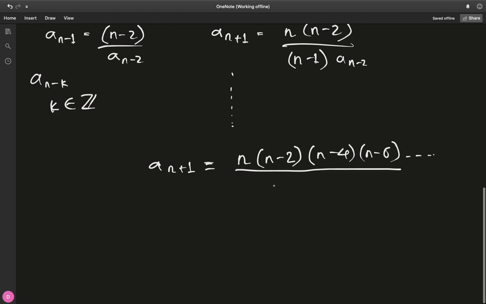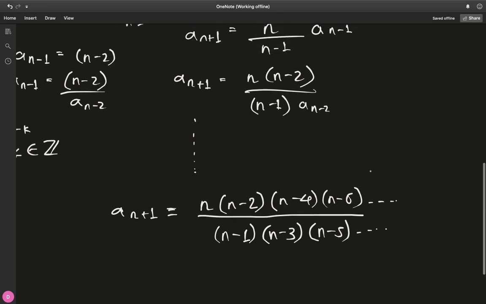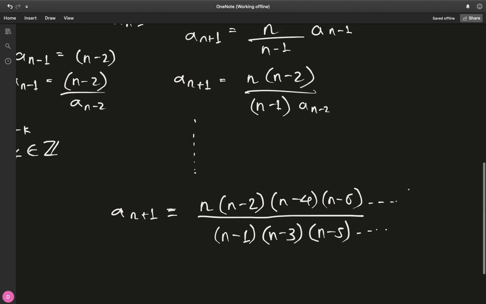So anyways, an odd integer, n minus 1, n minus 3, n minus 5, is in the denominator, and that goes on again. We don't know if n is even or odd, because if n is even, then a sub 1 will go in the denominator. If n is odd, then a sub 1 will go in the numerator.